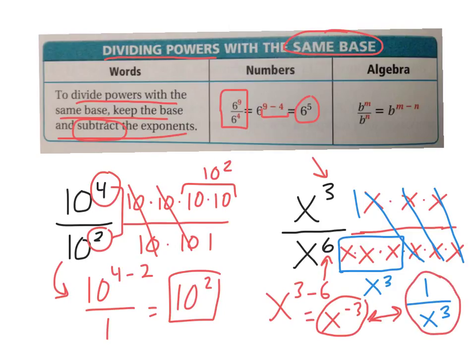So in the example above, we take the power in the numerator and subtract the power in the denominator. So b to the m over b to the n is b to the m minus n power. And you can write it two ways, as a negative exponent or as a fraction where the exponent would be in the denominator.